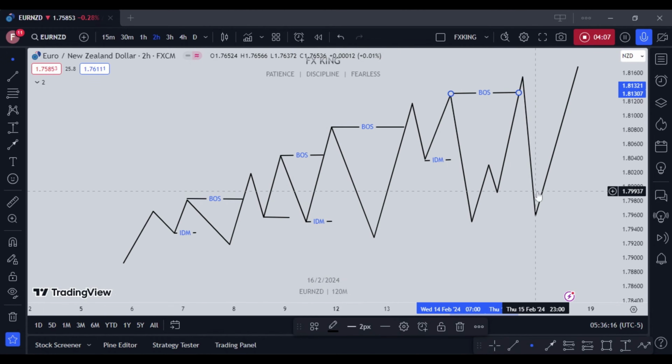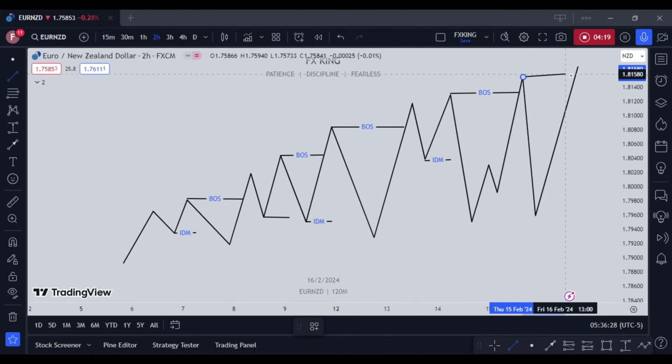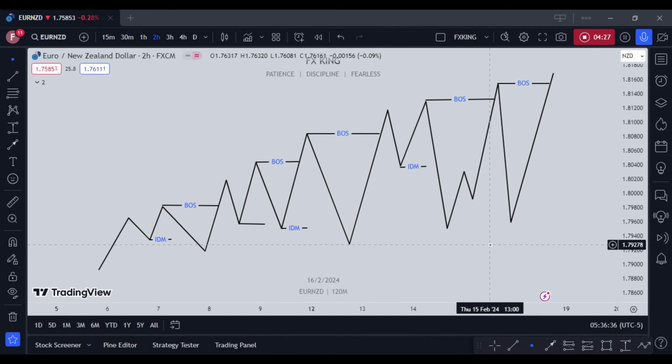Now, looking at this level here, we see that this is our first pullback here. So when price takes out this, it gives us another valid break of structure. So this is how you continue to mark your break of structures. Every day you make sure that you update your break of structure. If you fail to update it in a day, you may find problems with trading during the next 2 or 3 days because of forgetting to update your break of structure. So make sure you update your break of structure daily.